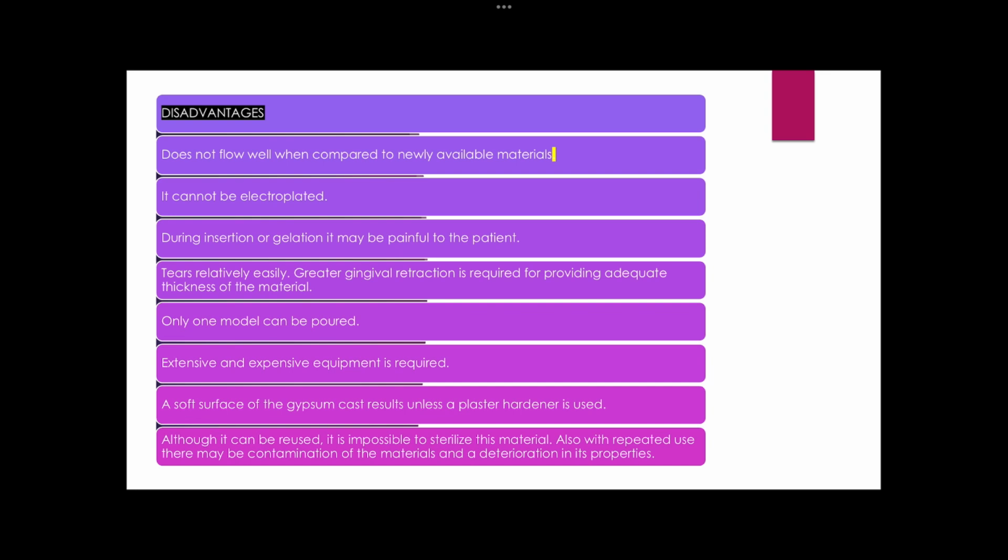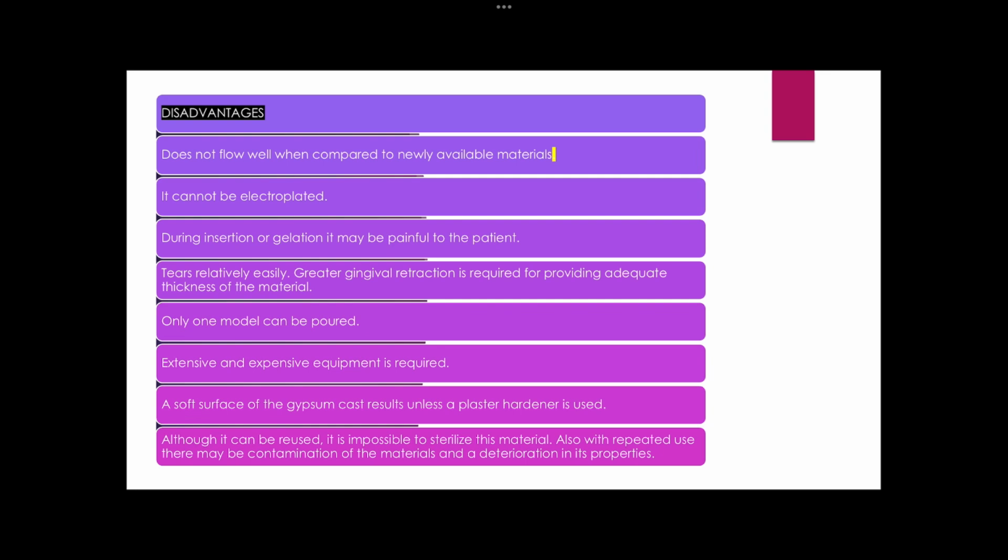Does not flow well when compared to newly available materials. And what are the newly available materials? Like alginate. So we will be discussing that later on in the same video. It cannot be electroplated. During insertion or gelation, it may be painful to the patient. Tears relatively easily. So the agar impression material, when you make an impression, has a tendency to tear very easily. Okay. Greater gingival retraction is required for providing adequate thickness of the material.